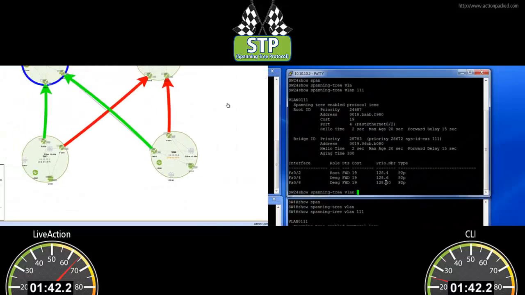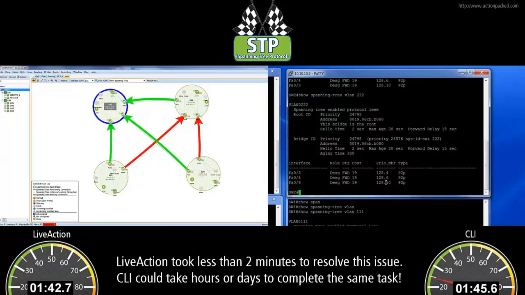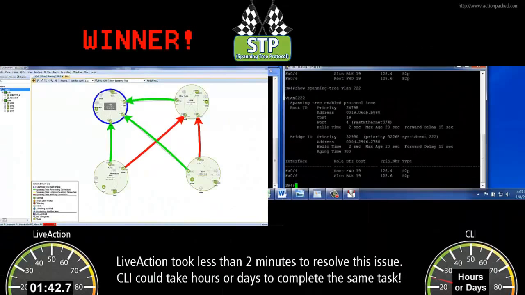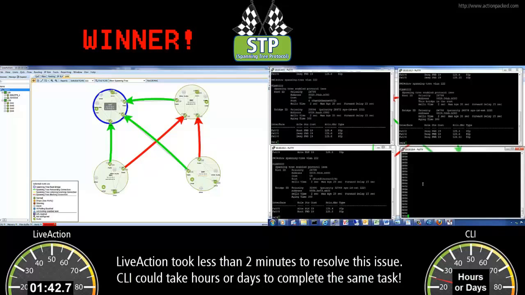It took less than 2 minutes to identify, address, resolve, and verify this rogue switch issue thanks to LiveAction's real-time STP topology visualizations, while it would take the conventional command line hours or days to complete the same task.